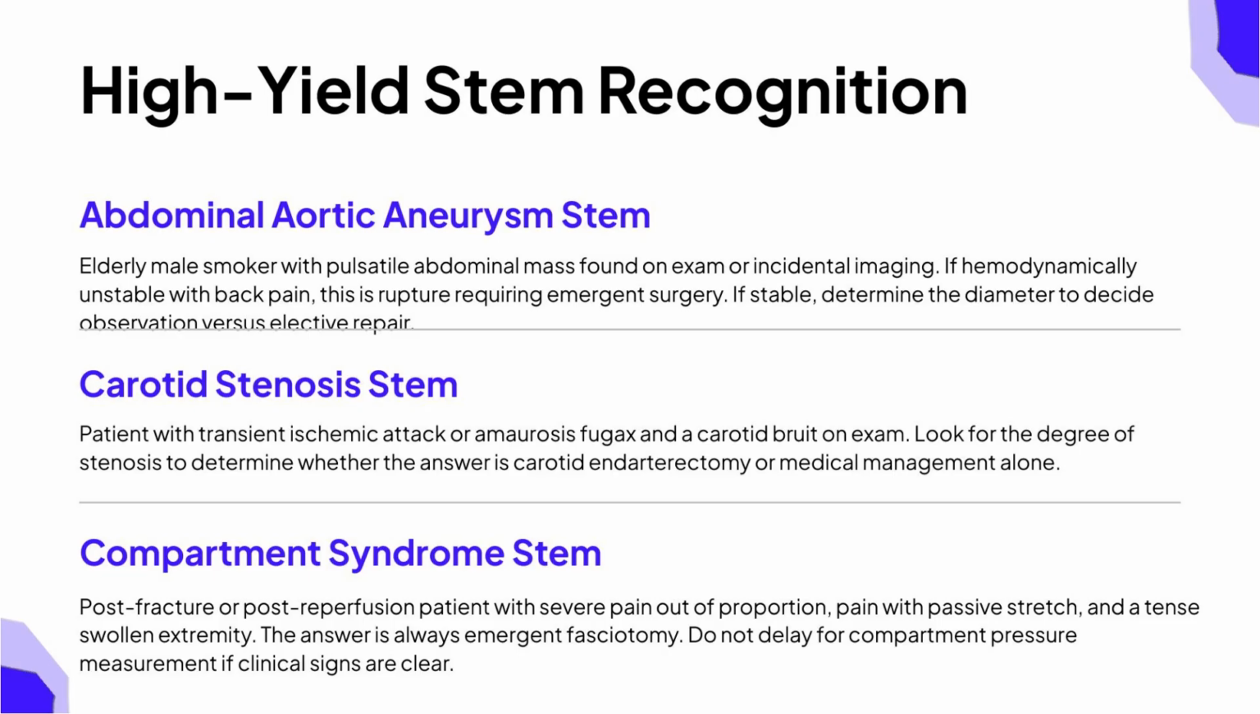For carotid stenosis, you will get a patient with neurologic symptoms like a transient ischemic attack or sudden monocular vision loss, called amaurosis fugax, plus a carotid bruit. The key is the degree of stenosis, which determines whether the answer is surgical intervention or medical management. For compartment syndrome, the stem gives you a post-fracture or post-reperfusion patient with severe pain, especially pain with passive stretch and a tense, swollen limb. When the clinical picture is clear, the answer is always emergent fasciotomy without delay.